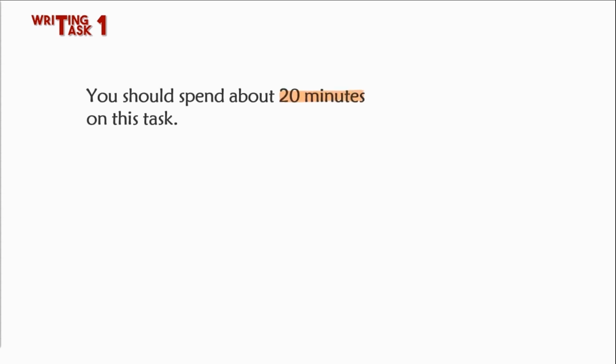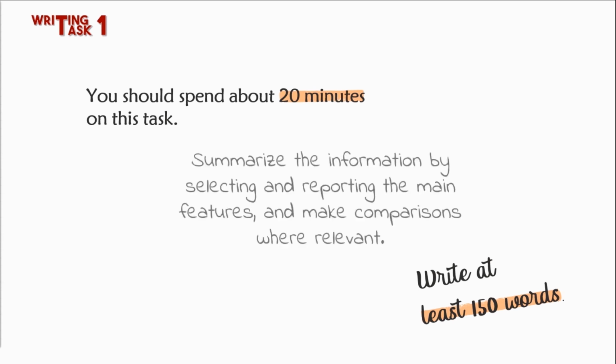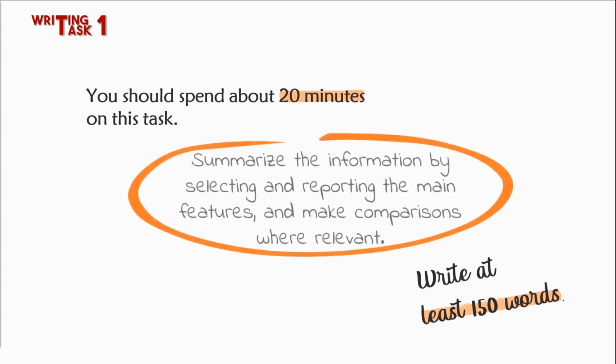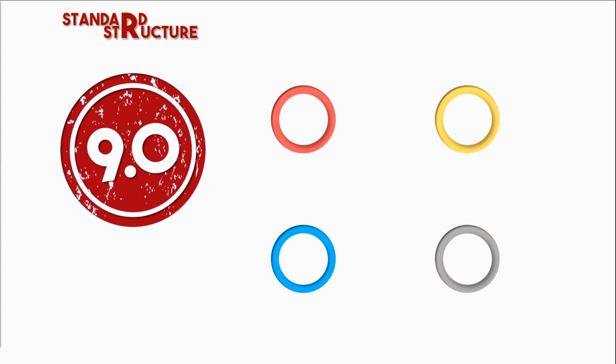In IELTS Writing Task 1, you are only given 20 minutes to write your report, and you have to write at least 150 words. Your task here is to summarize the information by selecting main features and making comparisons. In this lesson, however, we will focus on writing a Band 9 structure.